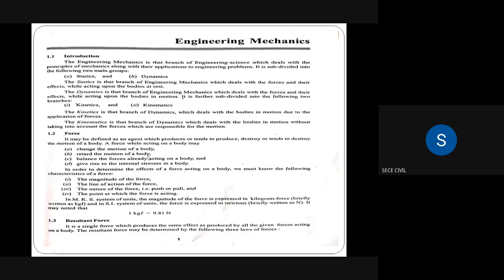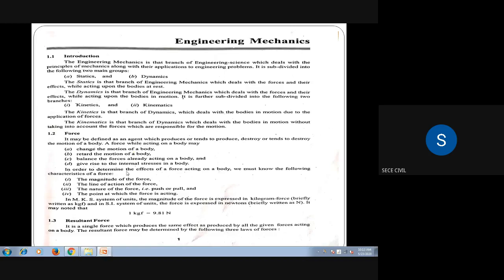It may retard the motion of the body. Changing the motion means it will make the body move. Retarding the motion means it will make the object stop, whether the object is moving; that is the retarding, opposing force. It may also balance the forces already acting on a body. In some cases, for an equilibrium position, we apply an external force for balancing purposes. It may also give rise to internal stresses in a body. So these are the applications of forces.